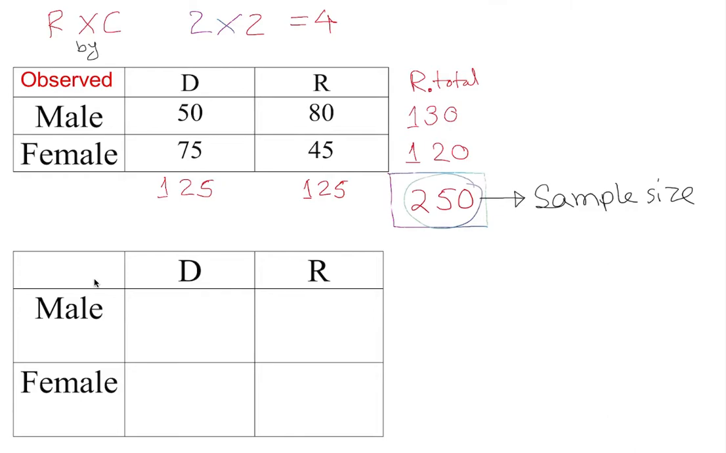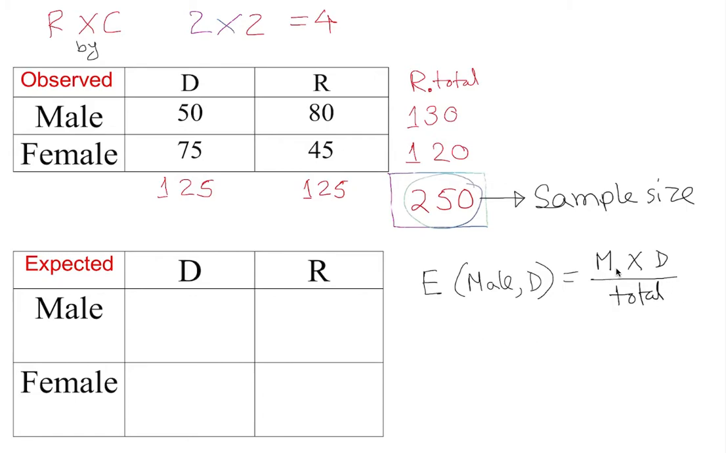Now we're going to find the expected value. So how do we find the expected value? Expected value for the mean, there is a little bit of work I can do on the right side here. Because I'm looking for the expected value, I'm going to write E of male, M-A-L-E, male with Democrat. In this case, I'm going to have the row total, male total, times the Democrat total over the grand total.